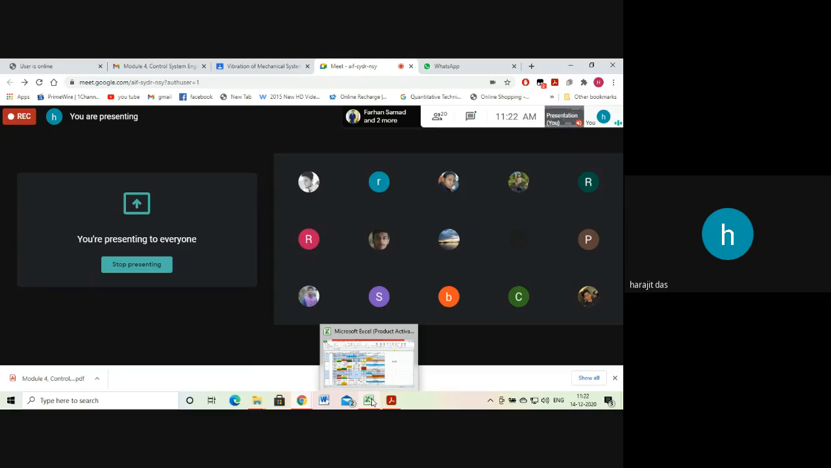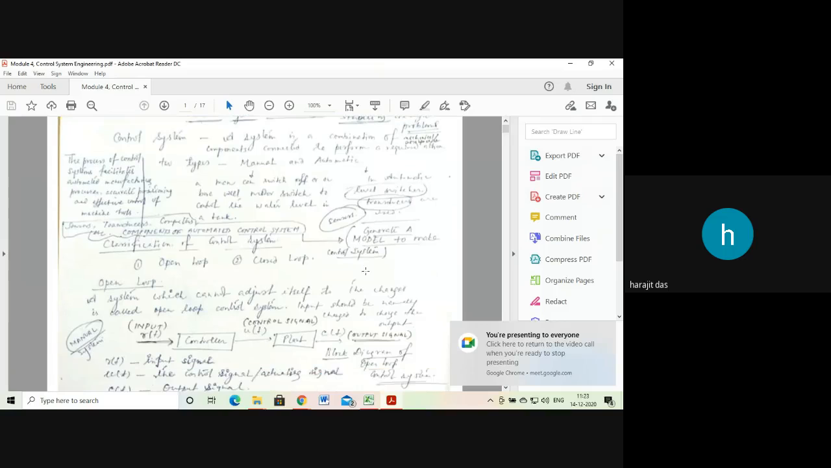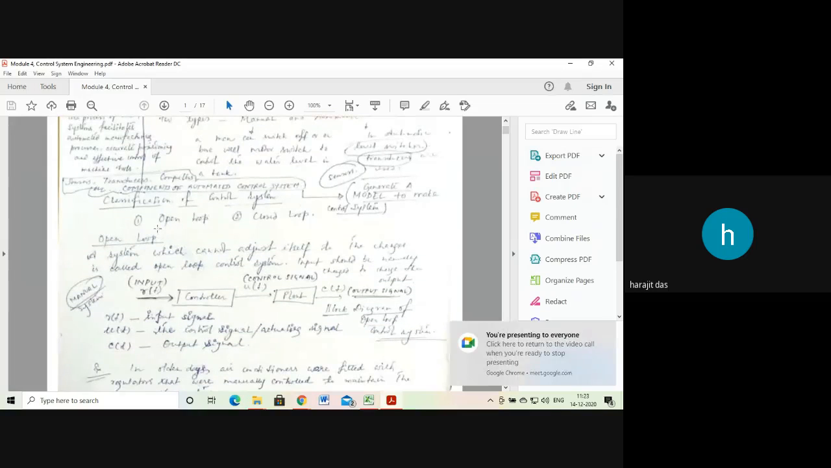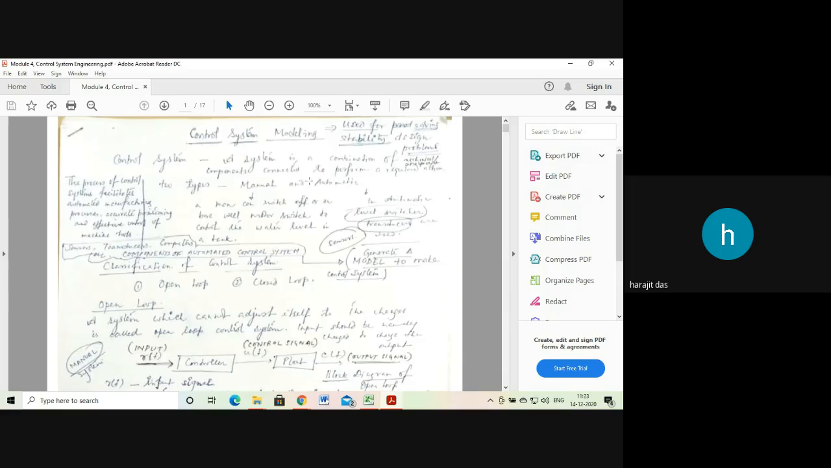One is the open loop control system, second one is the closed loop control system. So here in this PDF file, you will be able to see the classification of control systems. First one is the open loop control system, second one is the closed loop control system. This open loop control system is nothing but the modification of the manual control system, okay. And this closed loop control system is nothing but the automatic control system, okay.